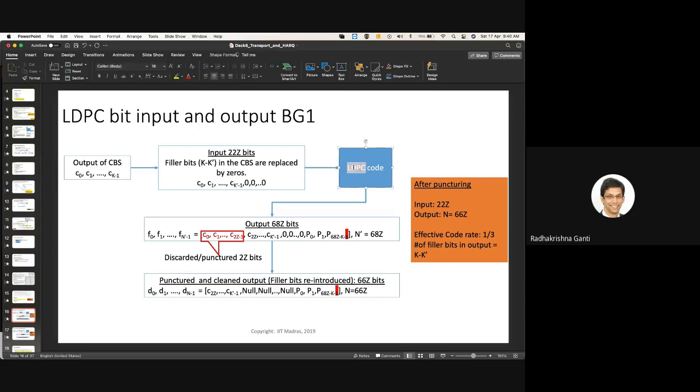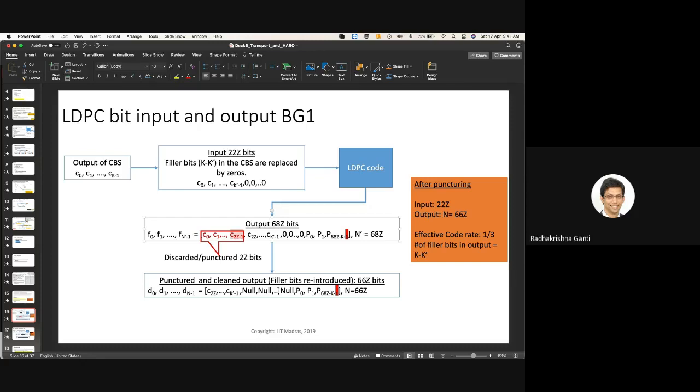Okay, so then what happens? Then you have an LDPC code. LDPC code for the BG1, now I'm using BG1, will produce 68Z bits. You give it 22Z bits, it will produce 68Z bits. Out of that, for the first 2Z bits, you puncture them. Puncture them means you just drop them out. Okay, so how many are left? 66Z bits are left. Okay, so the 66Z bits are what you effectively transmit.